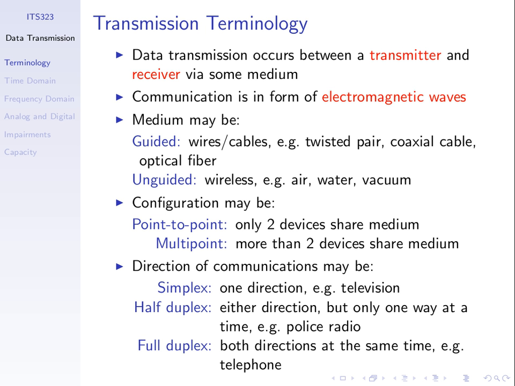So this is ways to classify transmission mediums. It's either guided or unguided. The link can be configured to be point-to-point or multi-point, and the direction of communications can be simplex, half duplex, or full duplex.